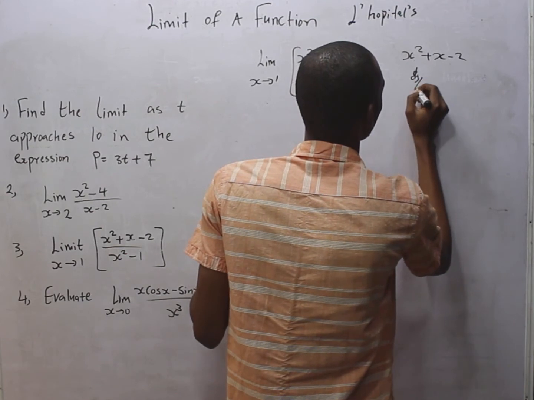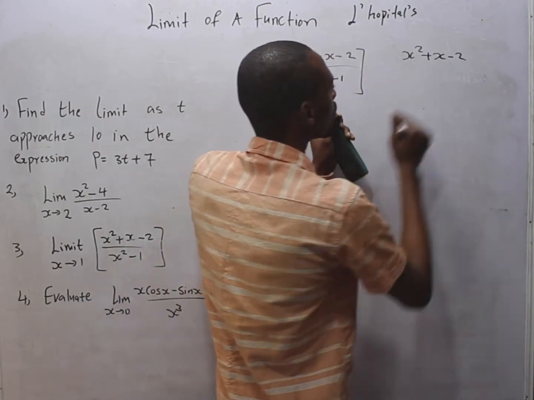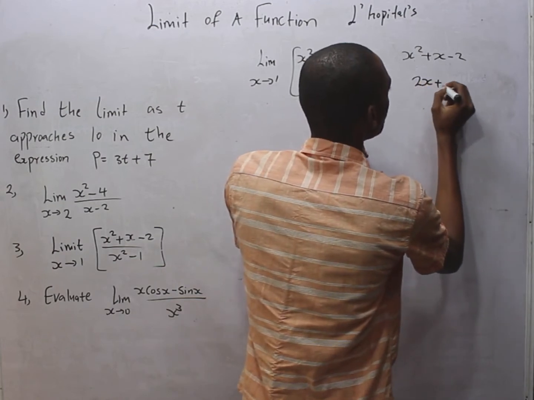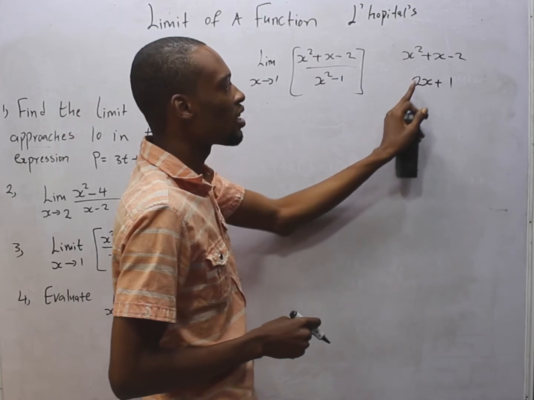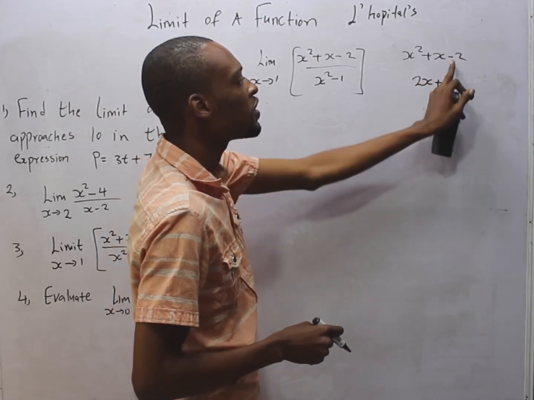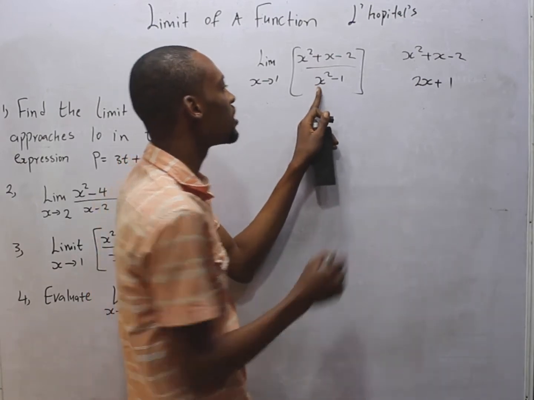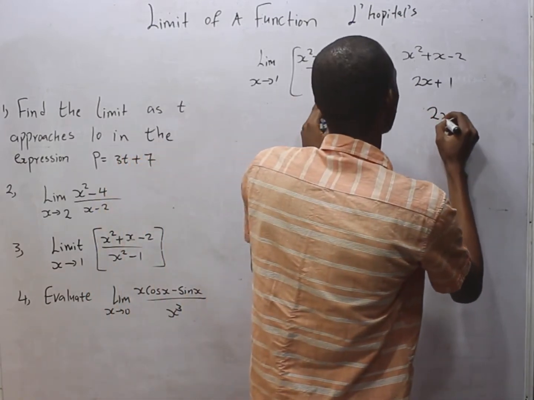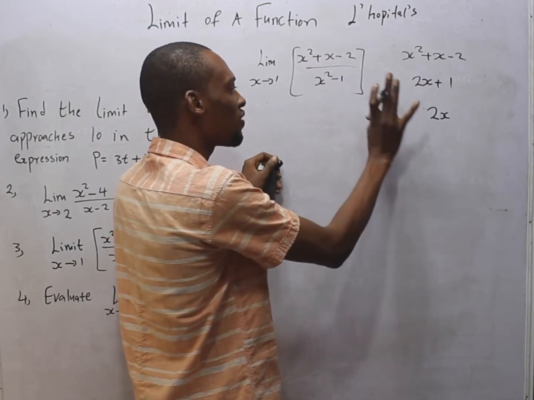When you differentiate the numerator, we simply have 2S plus 1. When you differentiate S squared, you have 2S. And when you differentiate S, you have 1. Differentiate minus 2, a constant, you get 0. And when you differentiate the denominator, S squared is 2S, and when you differentiate minus 1, you have 0.